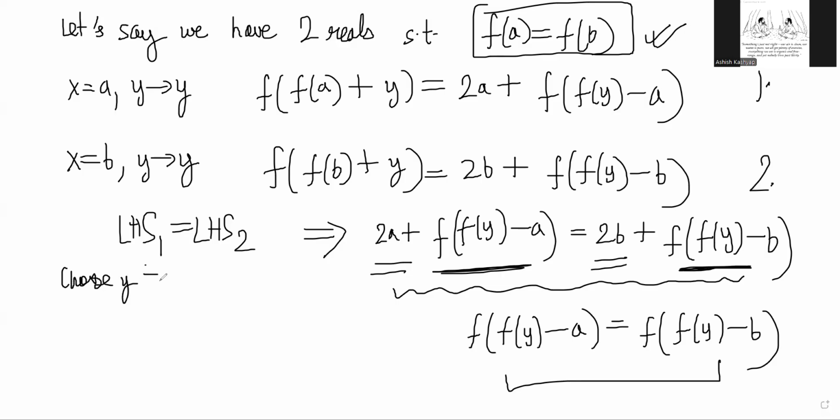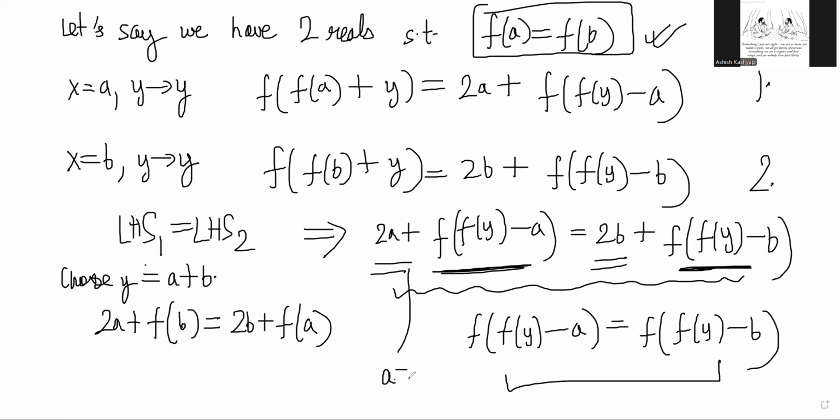So now choose y to be real. Y can be any real. Choose y to be a plus b. If you do that, you will get 2a plus f of a plus b minus a, so b, is equal to 2b plus f of a. And that clearly tells us that f of a is equal to f of b, right? Because we know that a is equal to b for injective functions. We have started with the condition that a is equal to b here. So we are getting f of a is equal to f of b from here. Basically, I'm trying to show that it is injective as well.